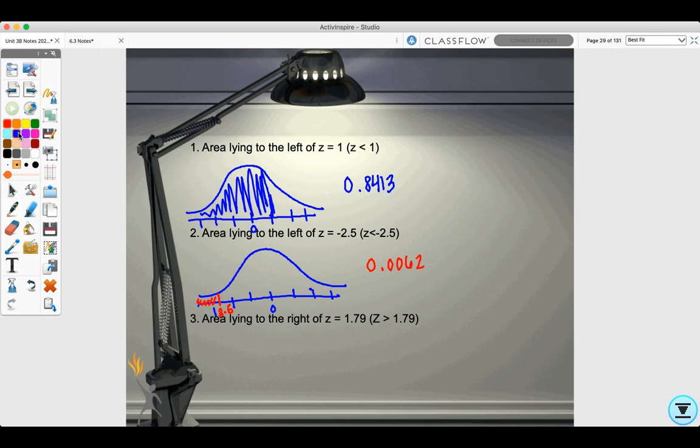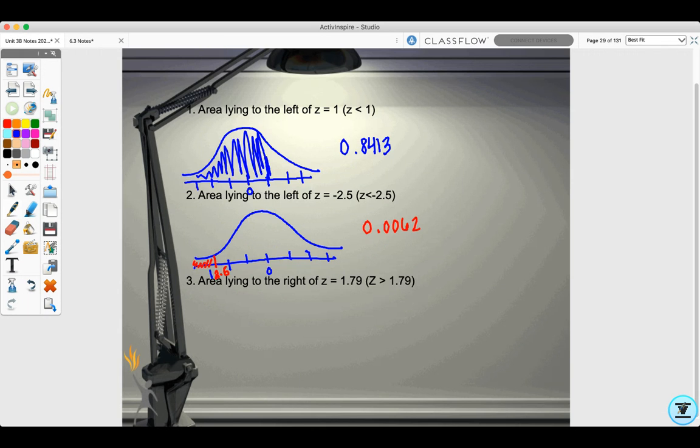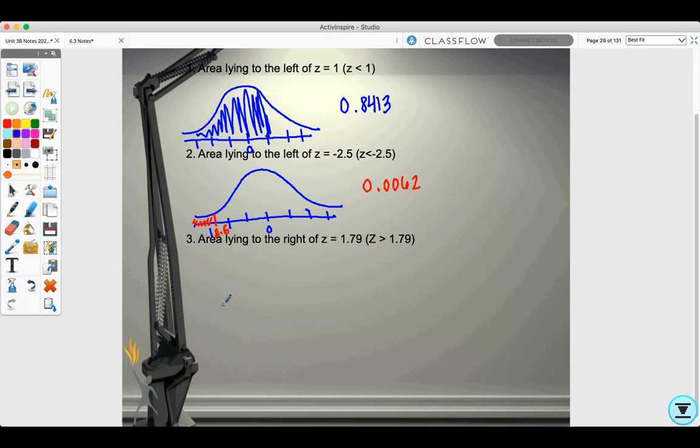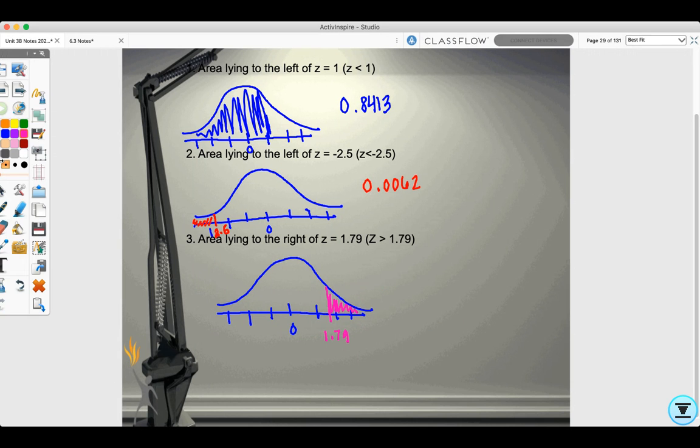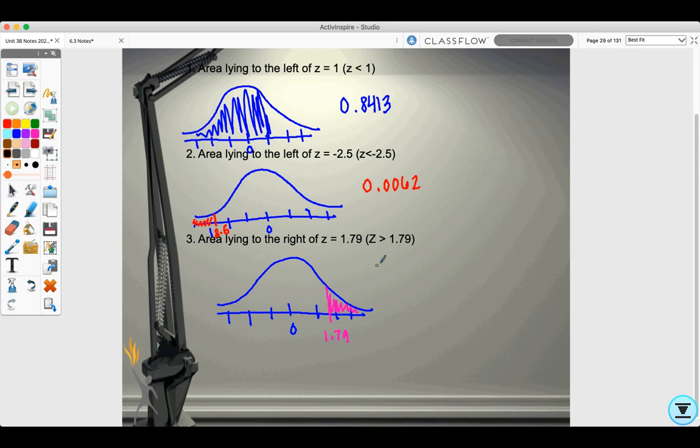And let's look at number 3. Area to the right of z equals 1.79. So 1.79 would be about here, and it's the area to the right of 1.79. My table uses just the area to the left. So to find the area to the right of 1.79, it would have to be 1 minus whatever I get for the value of 1.79.